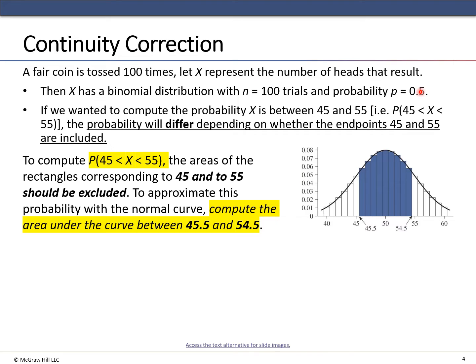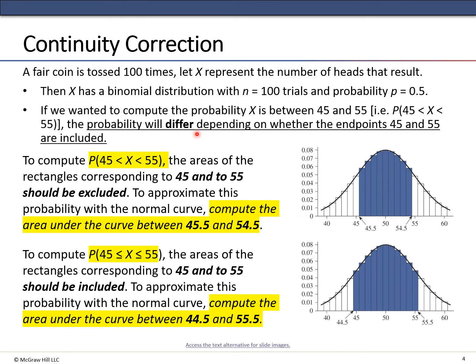To compute x's between them, notice we're not including those values. The rectangles corresponding to 45 and to 55 should be excluded, as you can see in the diagram to the right. To approximate this with the normal curve, what we're going to do is calculate the probability between 45.5 and 54.5, the values you see here. And this way we are excluding the actual values of 45 and 55.